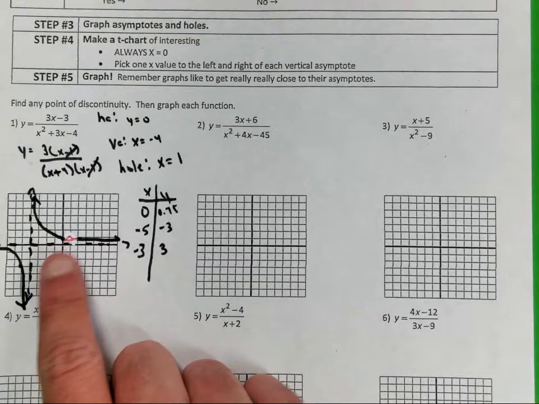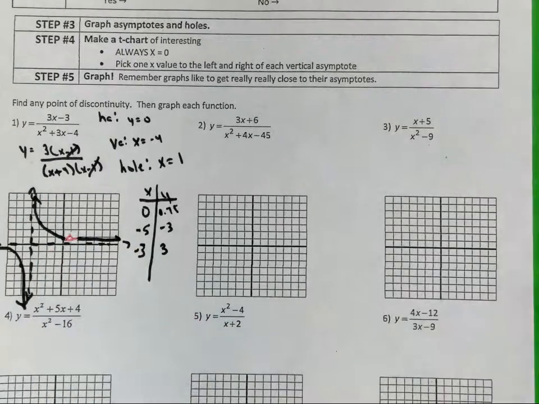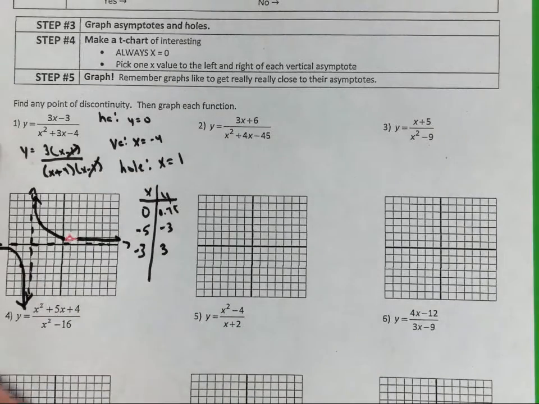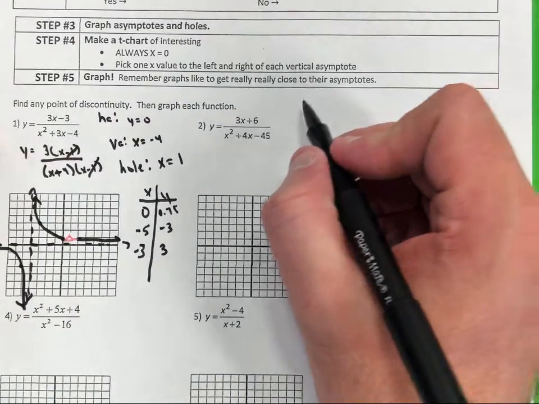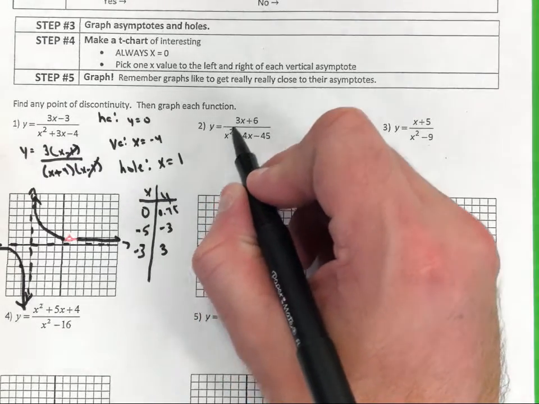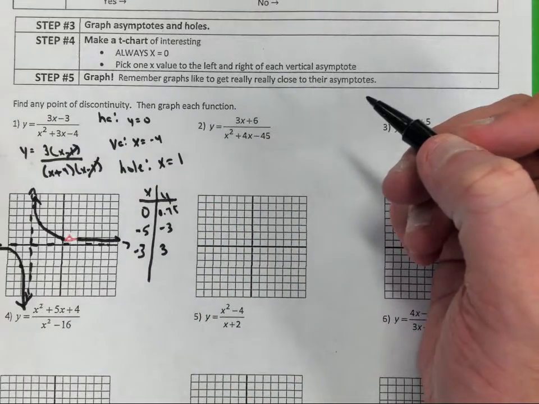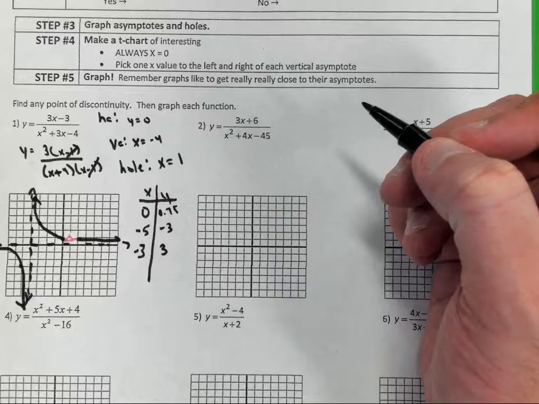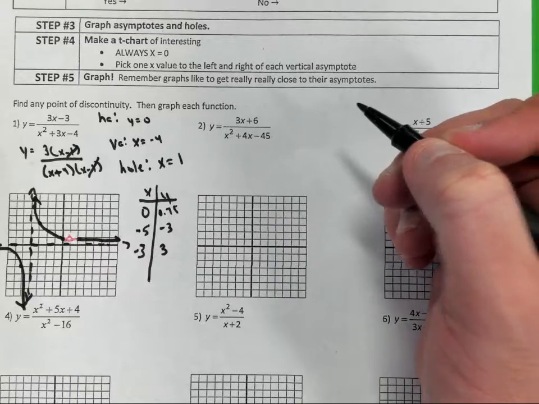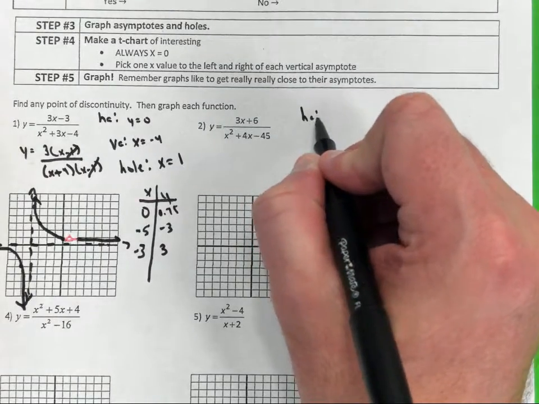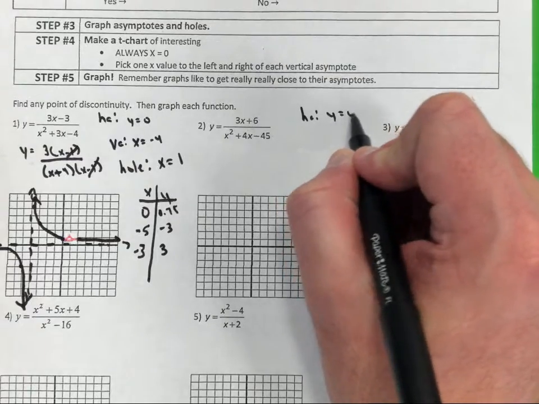If you want to go on and put a kind of a hole there when you do your asymptote, it's fine. All right, let's do another one. Number 2. What's the highest degree in the numerator? 1. What's the highest degree in the second one? 2. Yep. All right. So y equals 0. So horizontal asymptote is y equals 0.